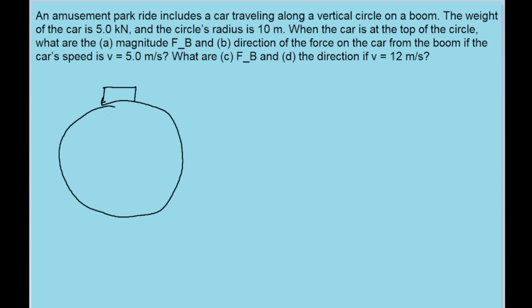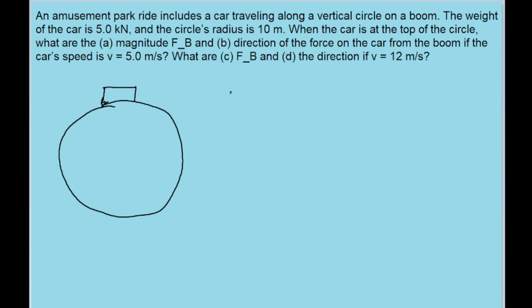And it's saying we have a case where we have a loop of a boom, and there's a car going around it, and at the point where the car is on top, we're given its speed, its tangential speed, and we want to find out what the force is on the car from the boom.